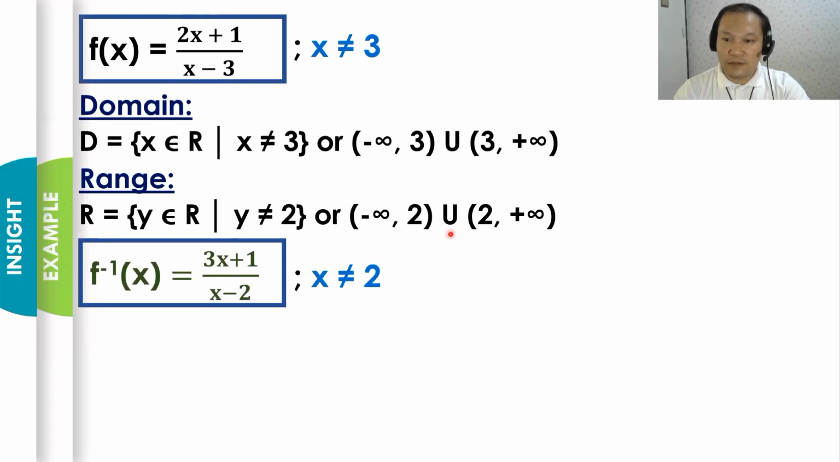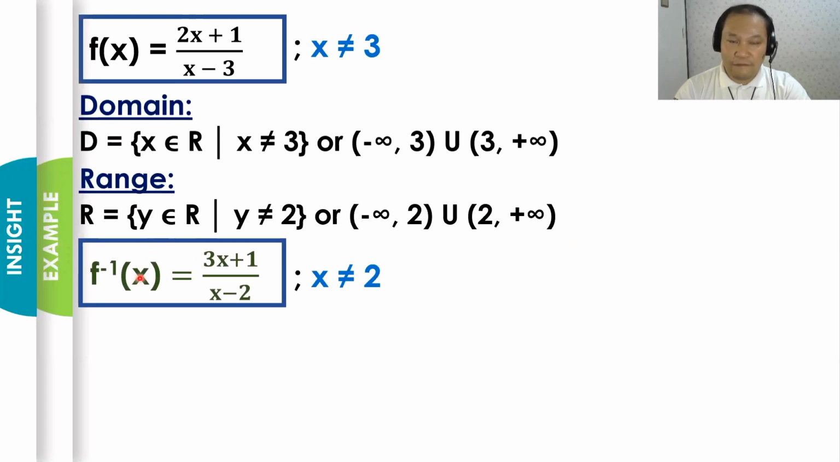Or we can use notation: negative infinity to positive 2, with open and close parentheses, meaning 2 is not included, union 2 to positive infinity. 2 is also not included, therefore it is an open parenthesis.